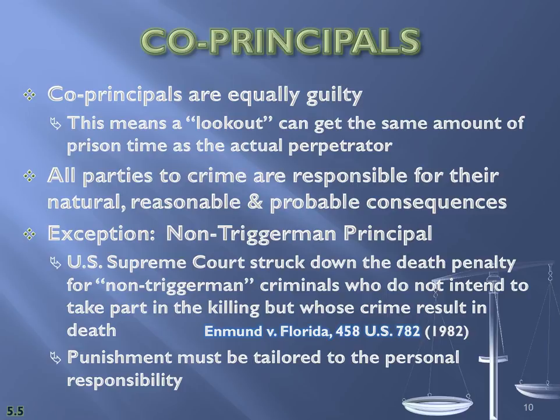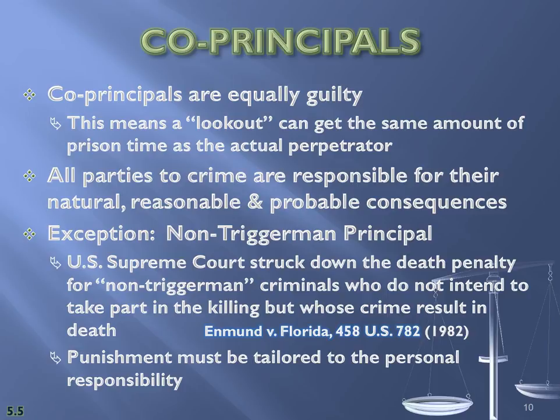On July 2nd, 1982, the United States Supreme Court struck down the death penalty for what they call non-triggerman criminals who did not intend to take part in a killing, but whose crimes resulted in death. The case is Edmond versus Florida, 485 U.S. 782, and it was a very sharply divided court that ruled that the imposition of death under such circumstances violates the Constitution's ban on cruel and unusual punishment, and this rule still stands today.